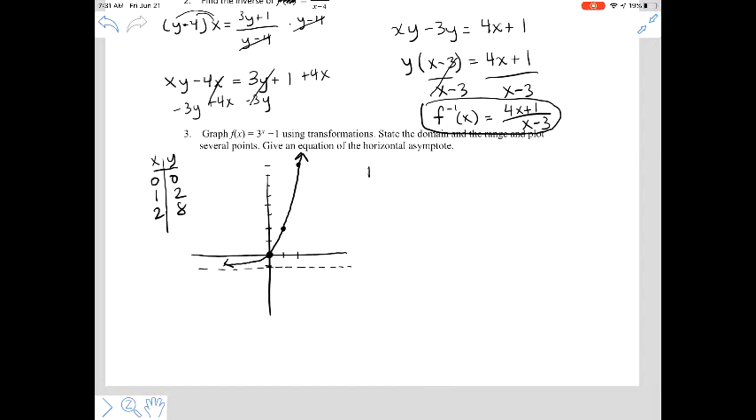So the domain of any exponential function, if you'll recall, is negative infinity to infinity. Range, we can see here that this graph goes down as far as -1. Doesn't actually hit -1, so I'm going to use parentheses, -1, and it goes up as high as infinity. Also wants an equation of the horizontal asymptote. This horizontal asymptote has the equation y equals -1.